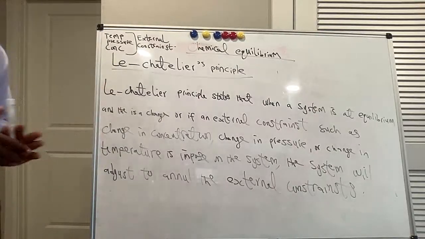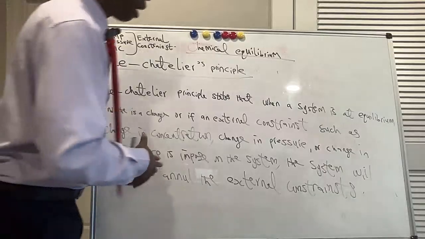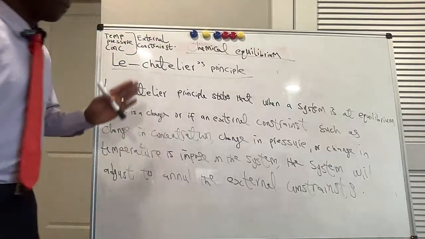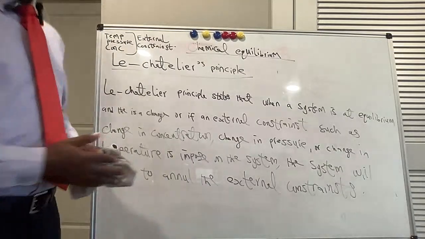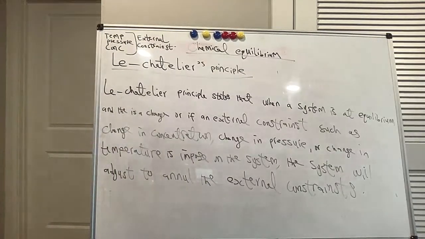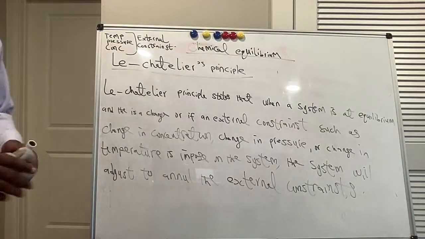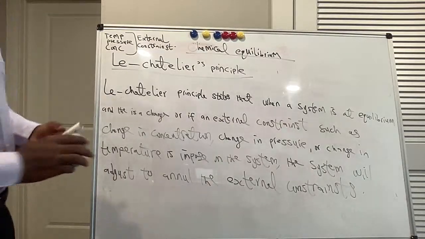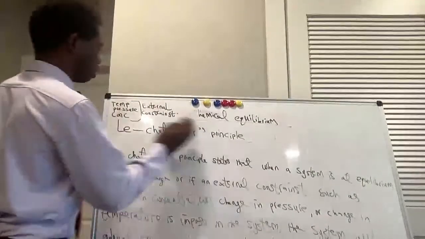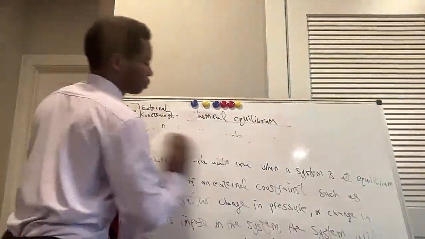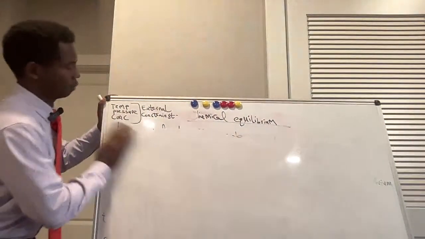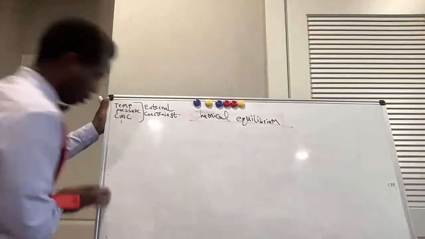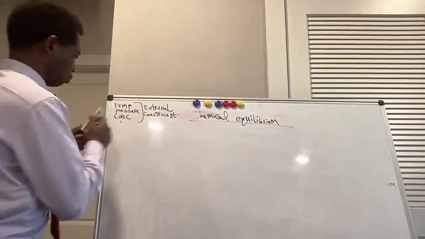So that is what Le Chatelier's principle is all about. This law is basically for chemical equilibrium. Now let's look at factors that affect equilibrium. We have three major factors that affect equilibrium.